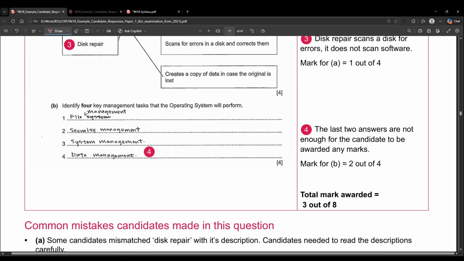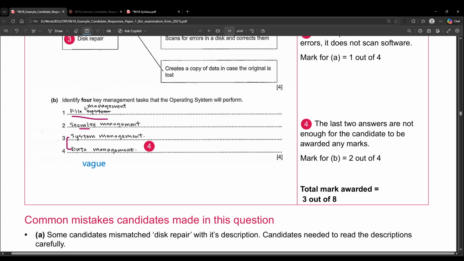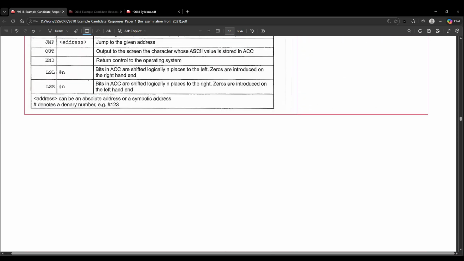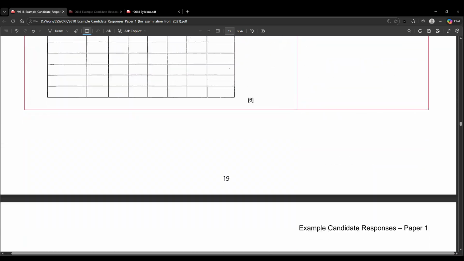And then they have written here file management, security. Okay, they've written system and data. So you see, this is again very vague, and you never get any mark for writing vague statements. They have to be exactly to the point. Okay, then we have a question from the hardware topic.